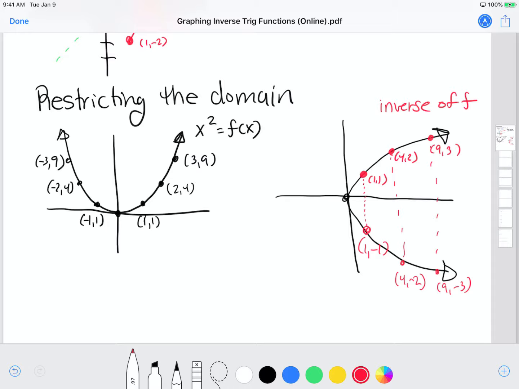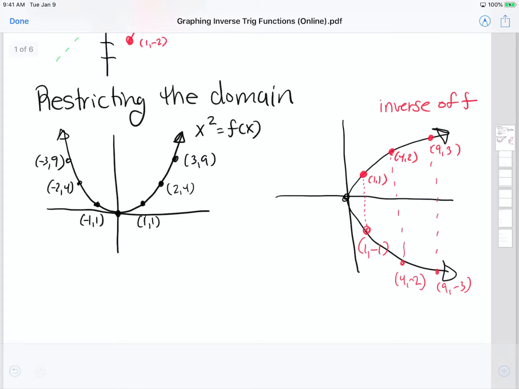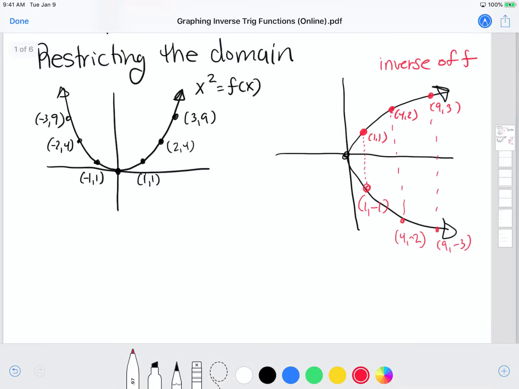So if we want the graph of the inverse to also be a function, we have to do what's called limiting or restricting the domain. So what we would do is we would cut off a piece of the original function f of x to make it a one-to-one function. So for example, I'm going to draw it in blue. We would only keep this part of the graph, and I would cross off and get rid of this other half on the left of 0.